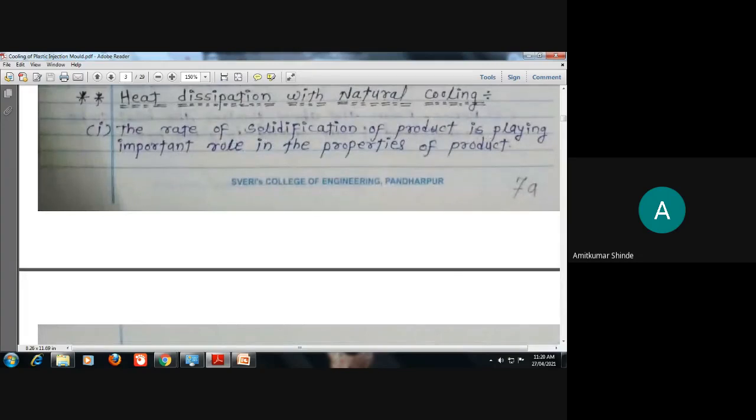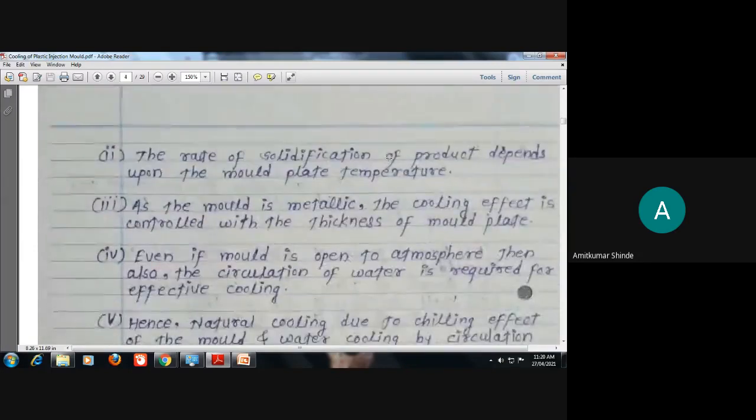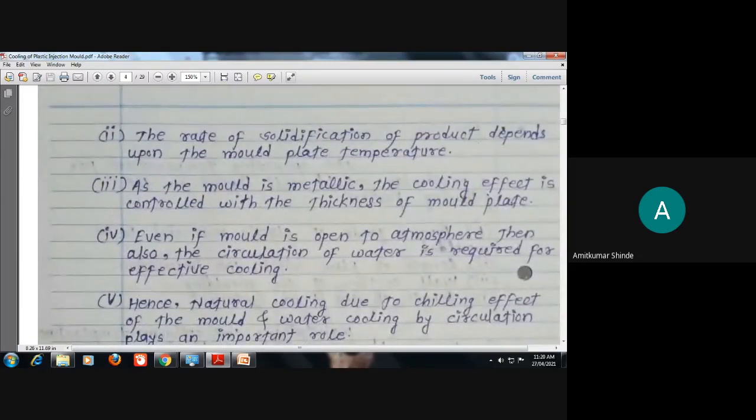That is, the rate of solidification plays an important role in deciding the properties of the product. This rate of solidification depends upon the mold plate temperature. Then, when the mold is open to the atmosphere, please go through this fourth point. As the mold is open to the atmosphere, natural cooling will occur, but that natural cooling is not sufficient to get the desired properties. It will increase the cycle time. Cooling time is increased and hence the cycle time is increased.